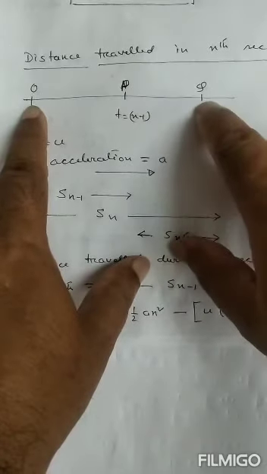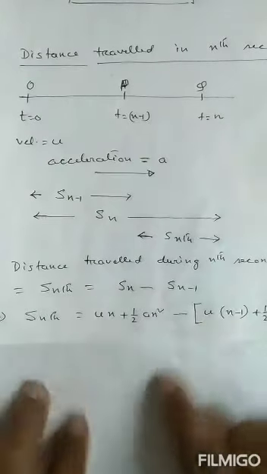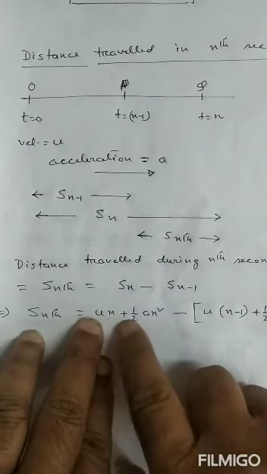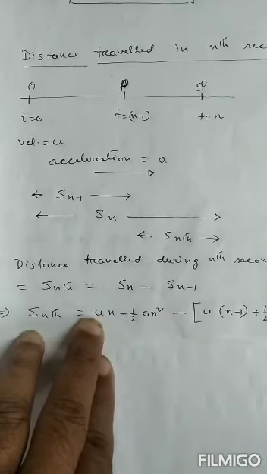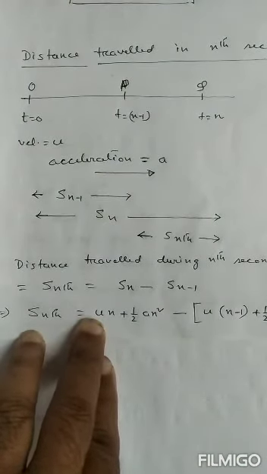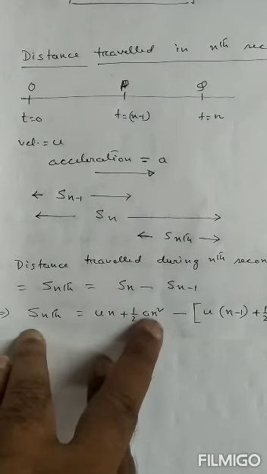This is the Sn minus Sn minus 1. What is Sn? Sn is un plus half an square. Which equation did we use? The second equation. S is ut plus half at square.